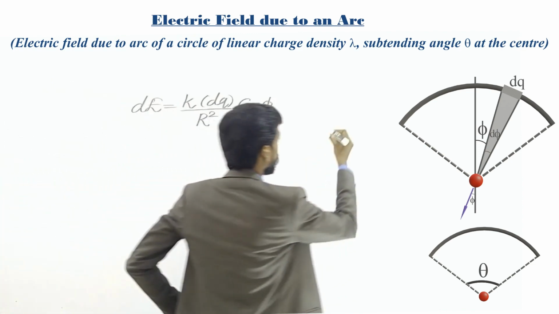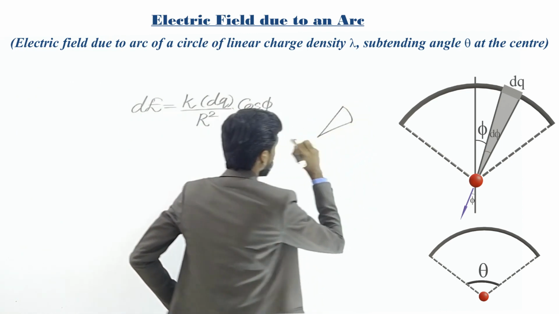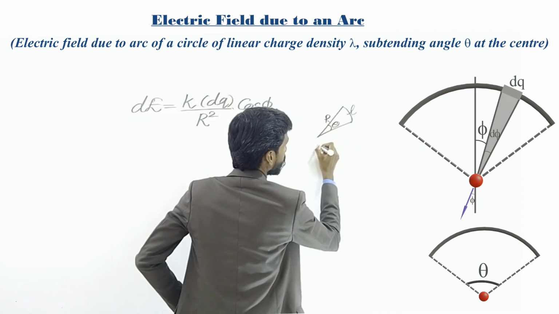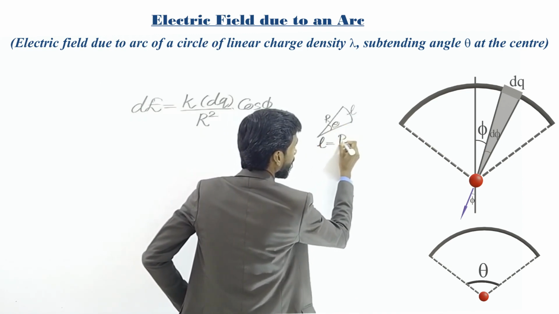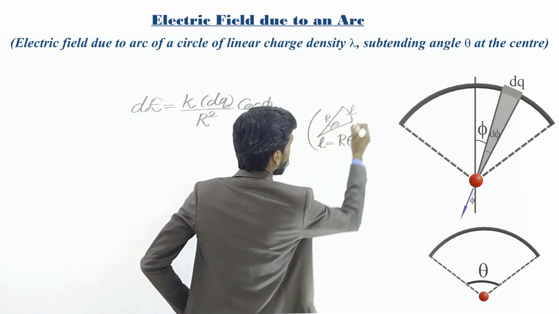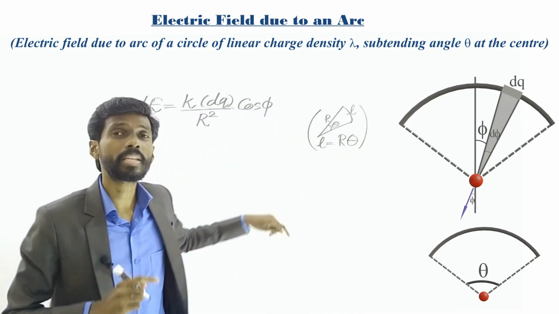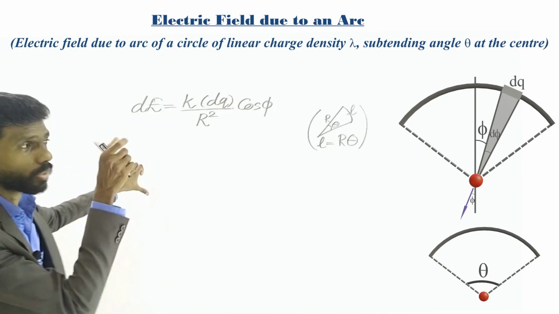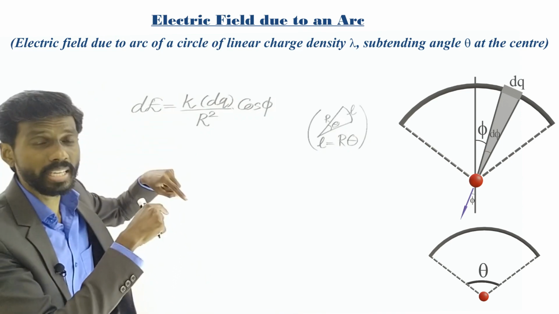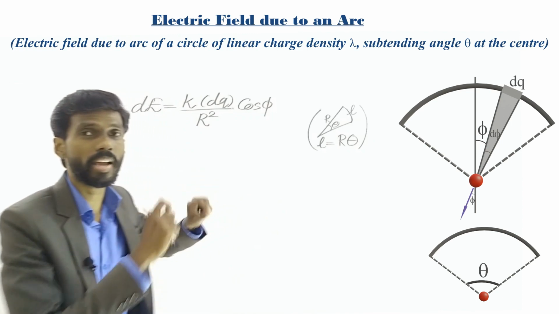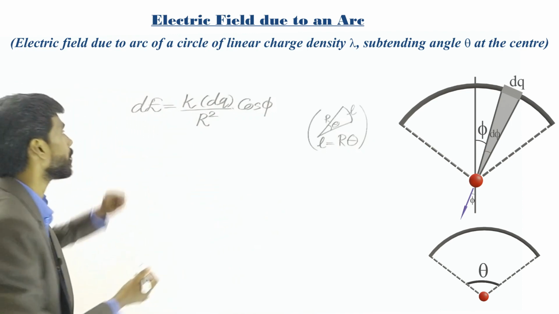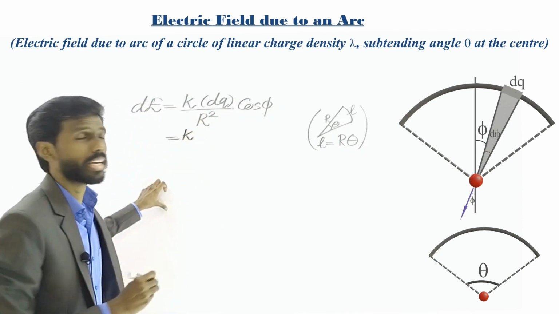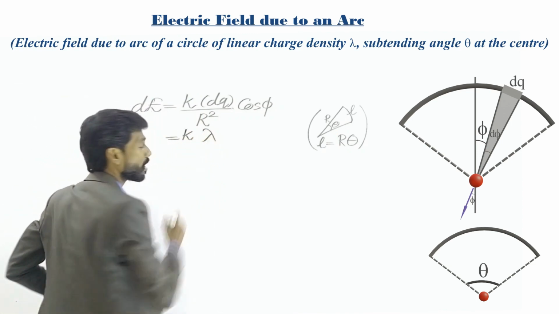You have to remember this formula. For a circle or an arc of a circle, with this radius, what is the formula for the length of the arc? The length of the arc equals the radius multiplied by theta, if theta is in radians. So radius multiplied by the angle will give you the length of the arc. This small portion of the arc subtends angle d phi, which means the angle theta here is d phi, and the radius is also known. So that means this dq here equals lambda, the linear charge density, multiplied by r d phi.